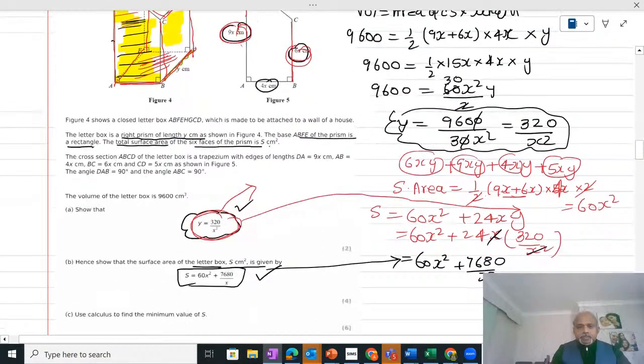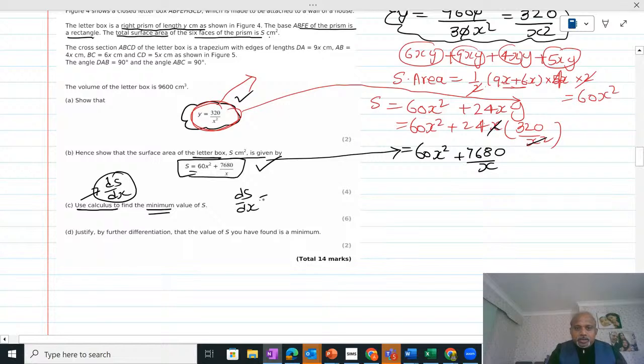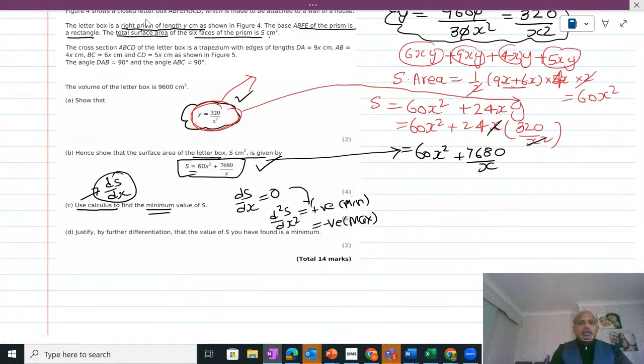Now next, whenever they are saying use calculus, it means S is in terms of x, so you need to find dS over dx. And whenever they are saying minimum, remember they are talking about maxima and minima. What you need to do is find dS over dx and put dS over dx equal to 0. Then you differentiate it again and put in these stationary point values. If it is coming positive, then it will be minimum. If it is coming negative, then it will be maximum. So this is what we need to apply here. So let's apply.